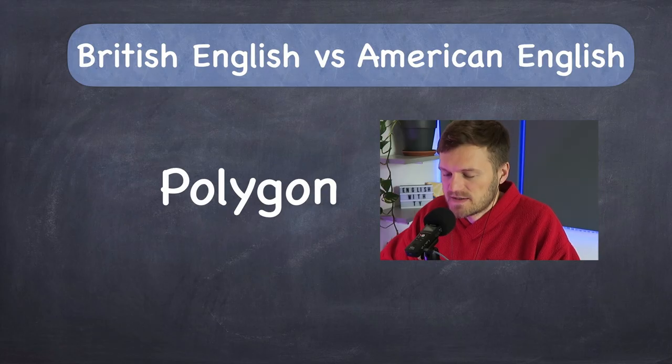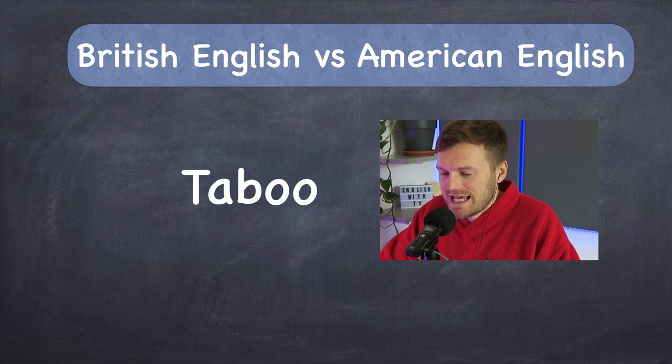The next word is spelled P-O-L-Y-G-O-N. And in British English, this would be pronounced polygon. And in American English, it would be more like polygon. And again, I want to emphasize the O sound at the end here. Polygon with an un sound and polygon with an R sound for the American way.